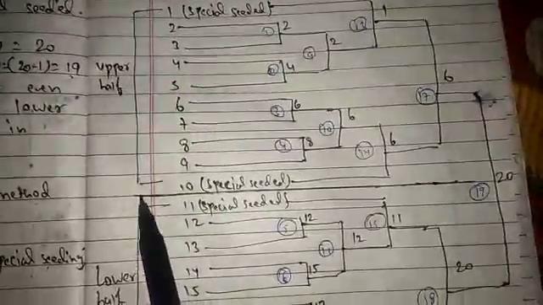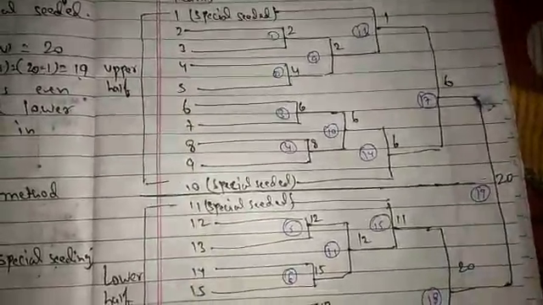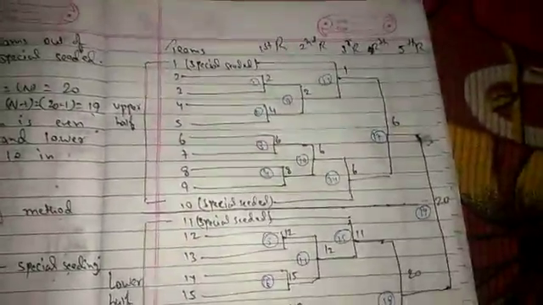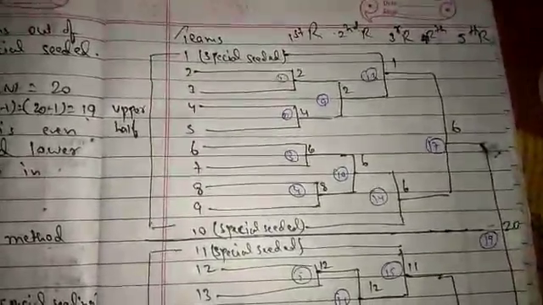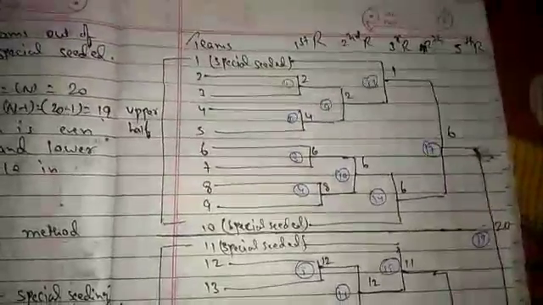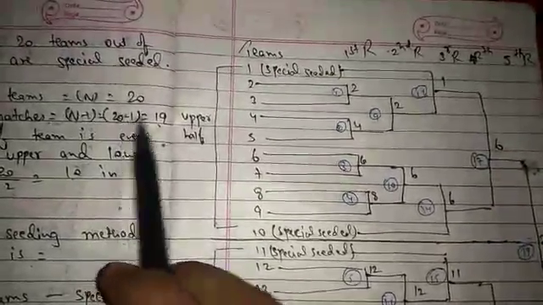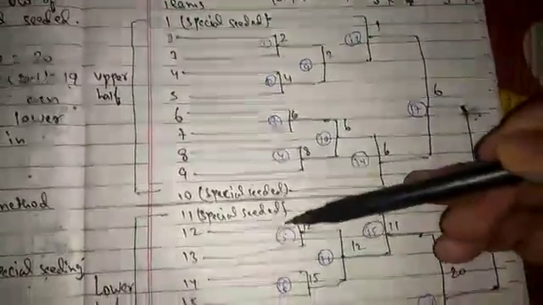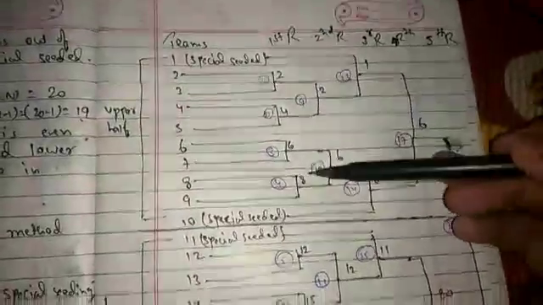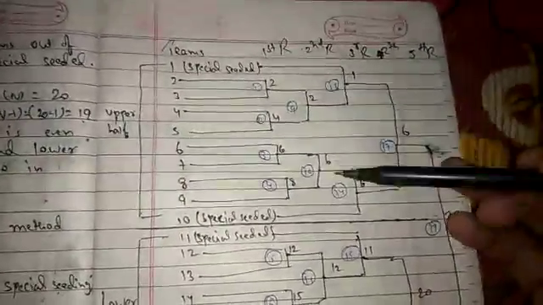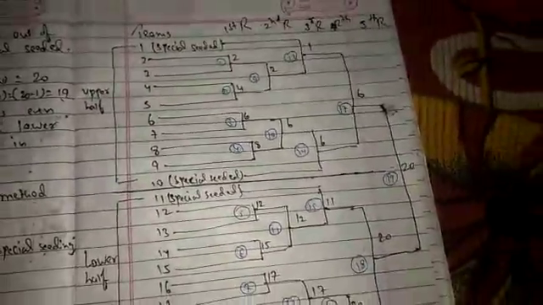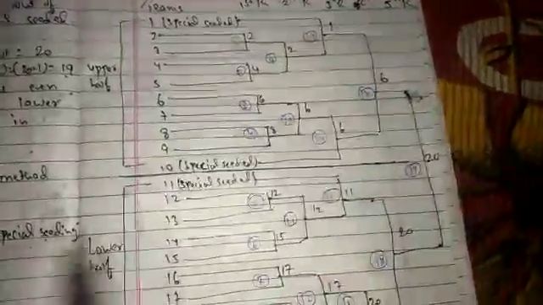First we will divide the teams into 2 halves, upper half and lower half. Since the number of teams is even, 20 teams are there, the formula is n by 2, that will come 10 in upper half and 10 in lower half. Now total number of matches, how many matches are there? Formula is n minus 1, that is 20 minus 1, 19 matches. I have marked with blue pen, you can see here 1 2 3 4 5 6 7 8 9 10 11 12 13 14 15 16 17 18 19. Total number of matches, that is 19.